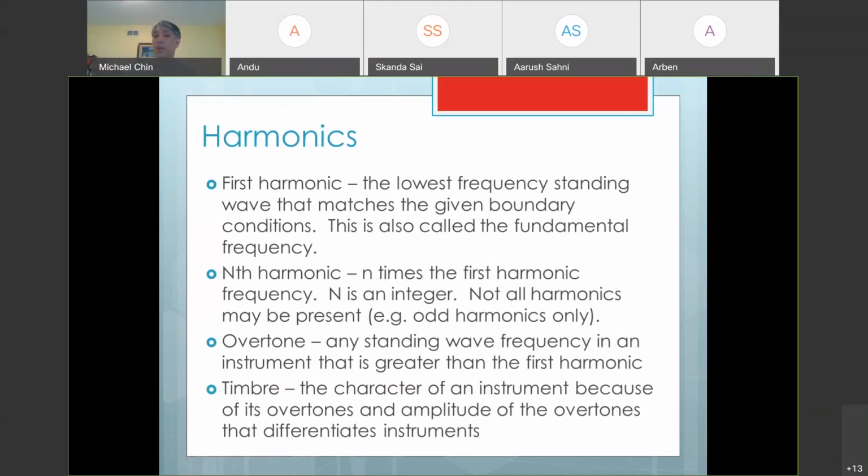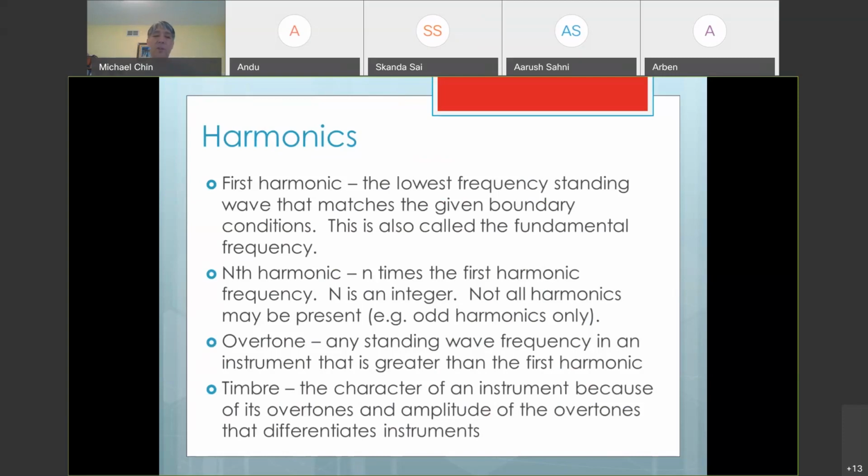The first harmonic is the lowest frequency or the longest wavelength standing wave that matches the given boundary conditions. Some of you more musically inclined may also call this the fundamental. IB says they will not use the term fundamental. They will also not use the term overtone.